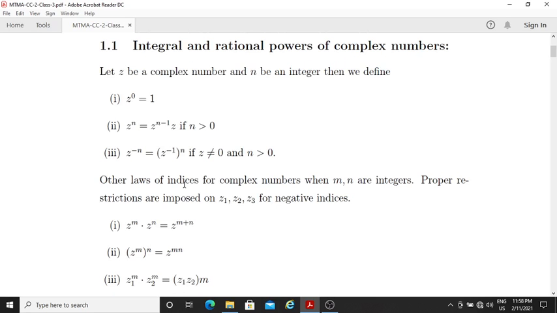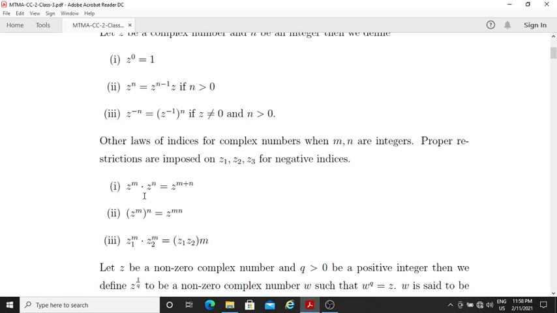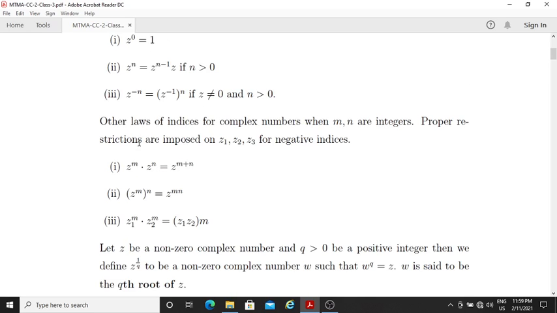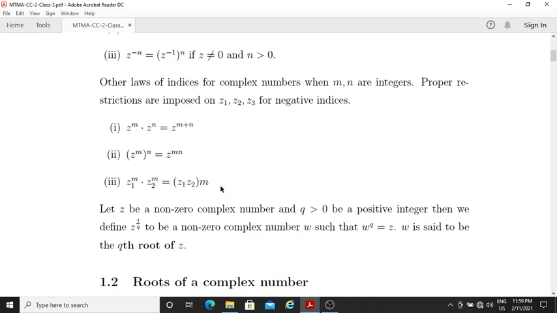Now some other rules of indices: if you multiply z to the power m into z to the power n, the same complex number, then it turns out to be z to the power m plus n. z to the power m first and then whole to the power n is z to the power mn. And similarly, z1 to the power m into z2 to the power m is z1 into z2 whole to the power m. Anyway, I will rectify it in the class note. So far these are almost the same as real numbers.